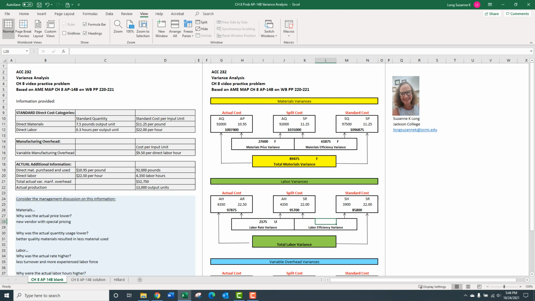Which one's bigger? Okay, well, this one's definitely bigger. And the 22 is the same. Oh, look at that. Our actual hours were quite a bit higher than our plan, so that's another unfavorable. Interesting. All the materials variances came out favorable, and all the labor came out unfavorable. So to do the total, we've got an unfavorable plus another unfavorable equals a bigger unfavorable.